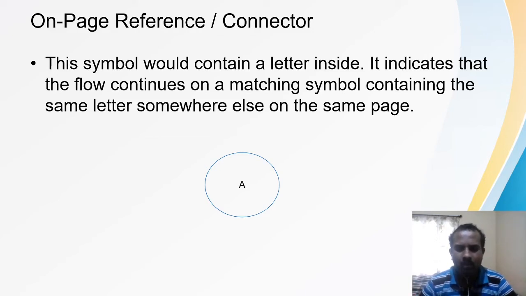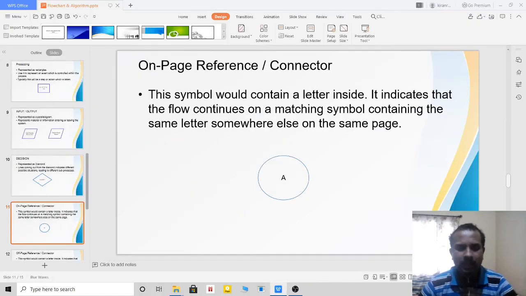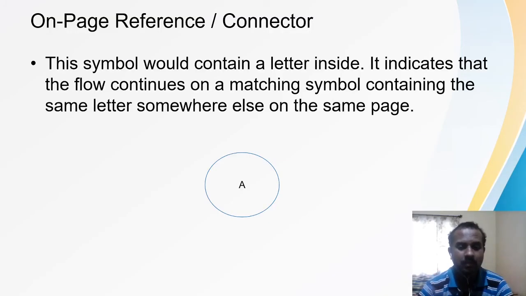But I have to know how it is connected, right? Since I want to show they are connected as the same algorithm, I am going to use the connector. So I'm going to label them also. If I'm labeling them A here, at the top also it is going to be labeled A. If I'm going to label them B, then there also it is going to be labeled B.